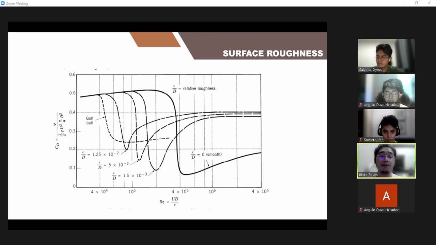In the case of dimpled golf balls, the critical Reynolds number is 4 times 10 to the fourth, which is lower than 2 times 10 to the fifth. Occurrence of turbulent flow at this value causes the drag coefficient to be reduced, as seen here in the figure.